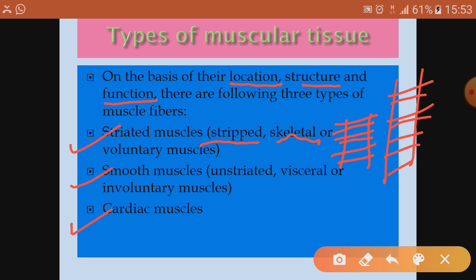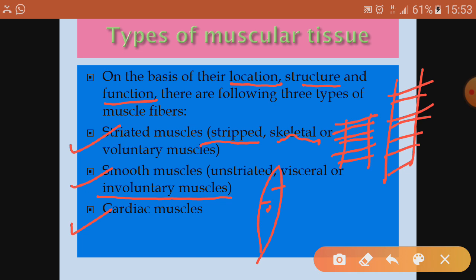The second type of muscle is called smooth muscle. It looks like this. It has a spindle shape. It is unstriated. It does not have striations, no stripes. Then it is involuntary. It does not act as per our will, because this type of muscle is present in the internal organs. The internal organs do their work, for example there is peristalsis in the esophagus, or the stomach is churning the food. All these organs are not acting according to our will. They are acting as per their function.